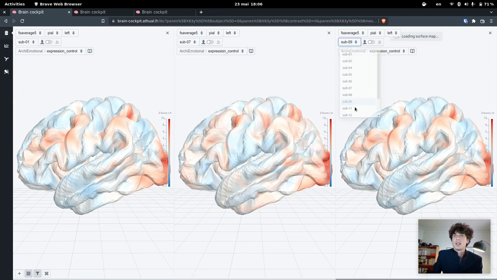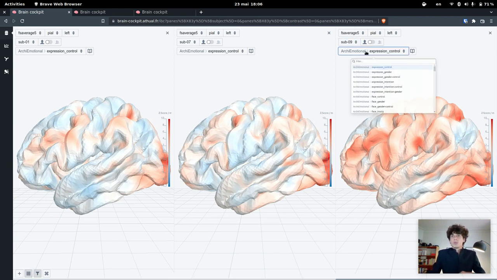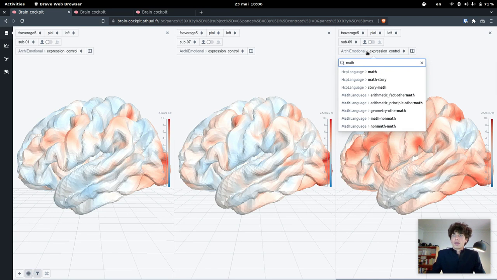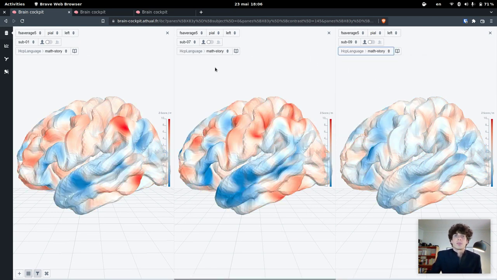Here, I'll just select subjects 1, 7, and 9, and we'll display the same map for these individuals. I display a map contrasting areas of the brain activated for math against areas of the brain activated for language. And as you can see, the patterns of activity that we see here differ a lot from one subject to another.